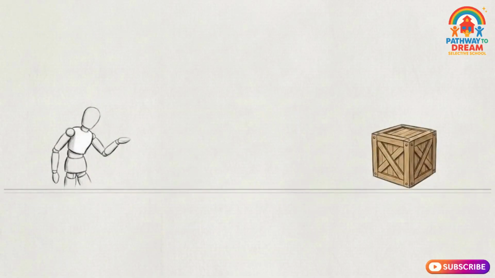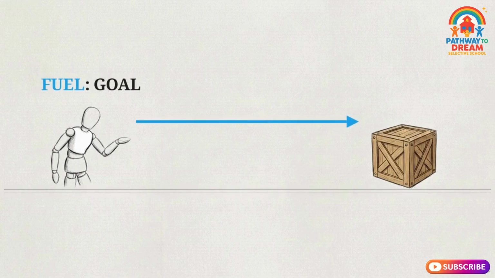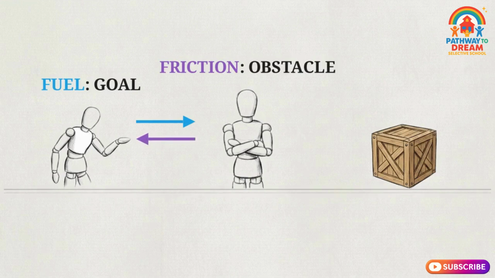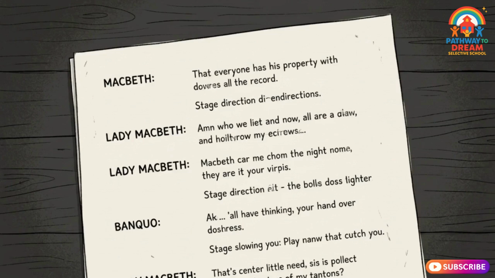A strong scene needs 2 things to keep it moving: fuel and friction. This fuel is a specific goal. A character desperately wants something. The friction is the obstacle standing in their way, often in the form of another character who wants the exact opposite. Take a look at this script snippet.